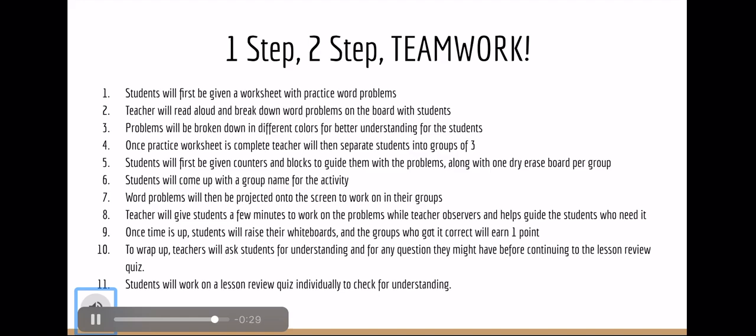Moving down to step 11, students will work on a lesson review quiz individually to check for understanding. This is really to see how each one of your students is doing and how they're fully grasping and understanding these word problems, and the process overall, how they're setting up these word problems, breaking them down, and figuring out a solution, but without that group environment, being able to do it on their own.